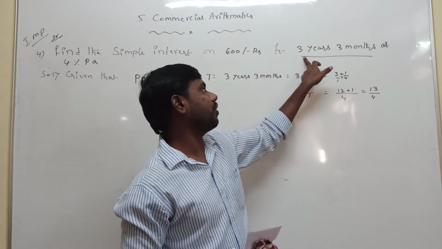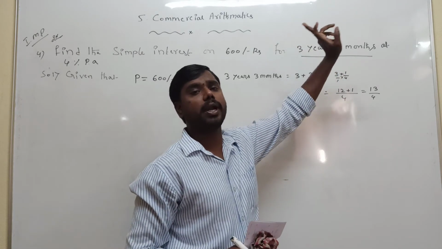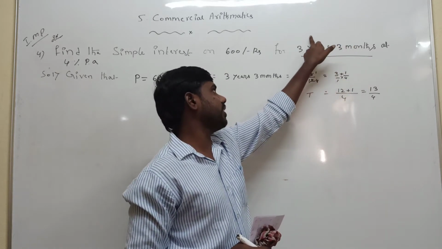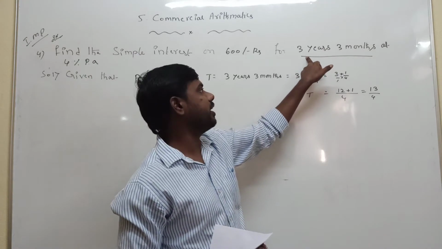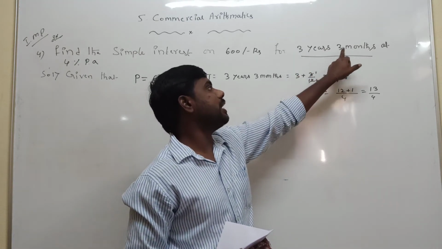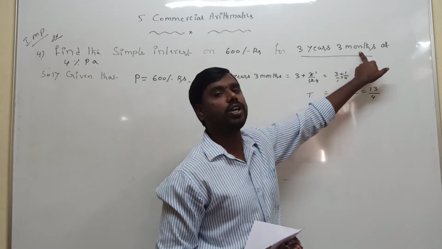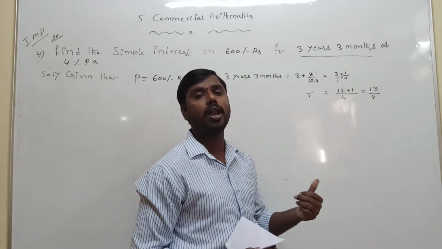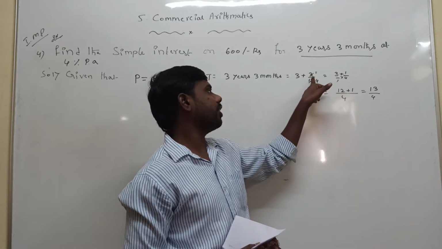Because you are adding 3 years plus 3 months, that's why we are adding this. The 3 years are already there, this one is not converted, the year is already here. That's why we are taking 3 plus 3 months. To convert the 3 months to years, it is 3 by the total. How many months are there per year? There are 12 months. That's why we are dividing by 12 months.